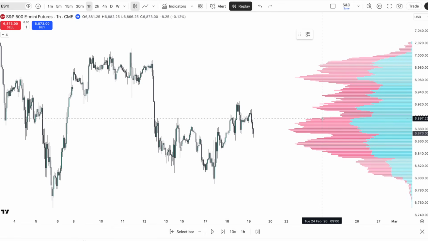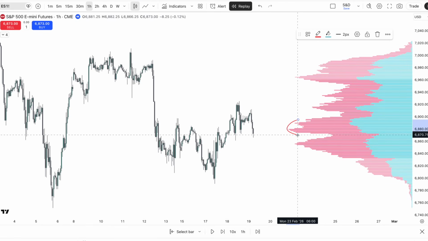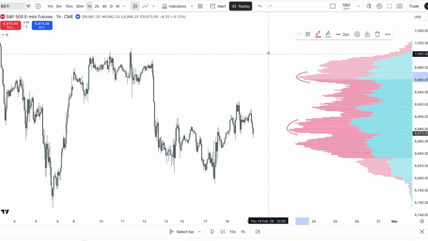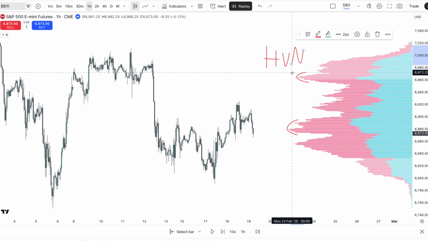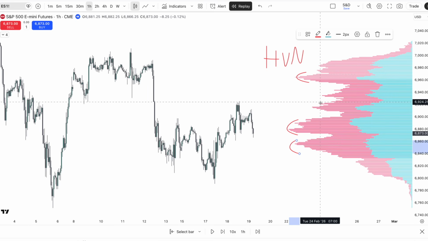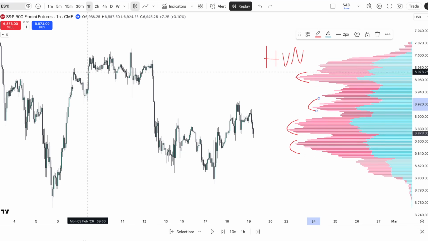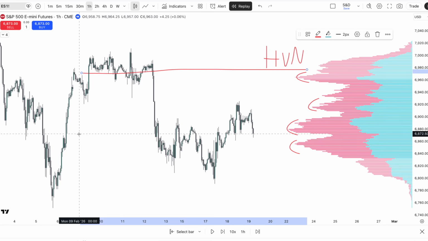So when it comes to trading volume profile, that's all you need to know. You need to look for high volume nodes on the volume profile, which is where the volume clusters. Since institutions are constantly placing orders and seeking liquidity for those orders, the price is constantly moving from one high volume node to another. Now, when you look at the high volume nodes here, you'll notice that the price has significant reactions to each of these levels.